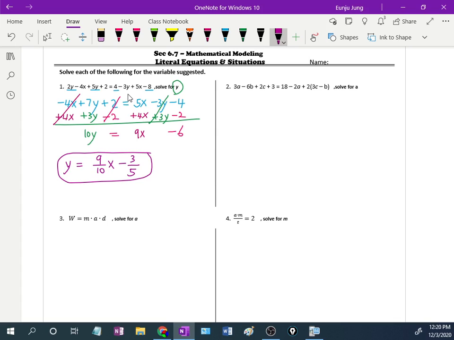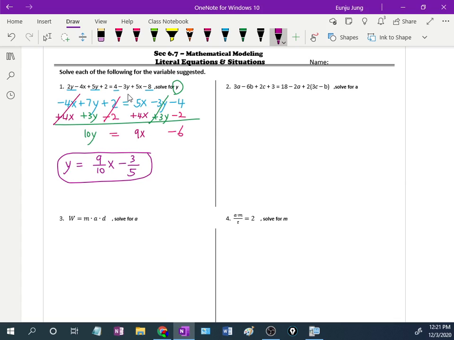Question number 3, W equals M times A times D. In science class, you will see lots of formulas, and sometimes you can solve for W or you can solve for A or D. It depends on the situation. So by manipulating the formula, it is very useful and quick to calculate the same kind of things. So instead of solving for the variable at once, you can create another formula by doing that.